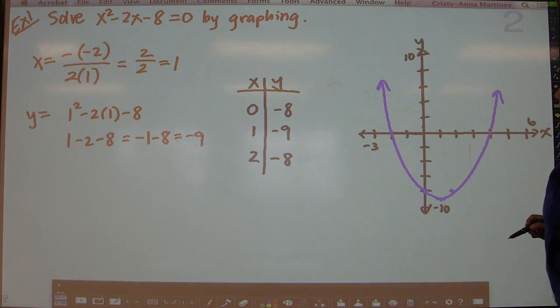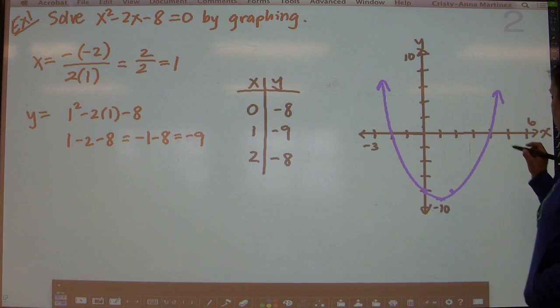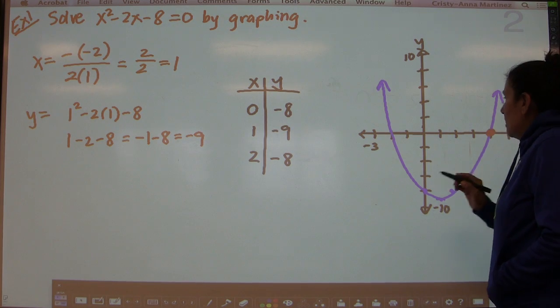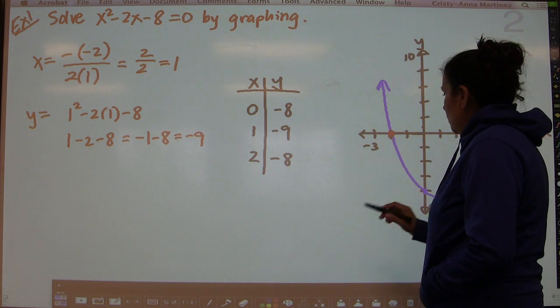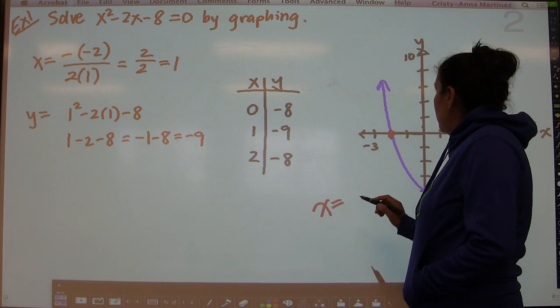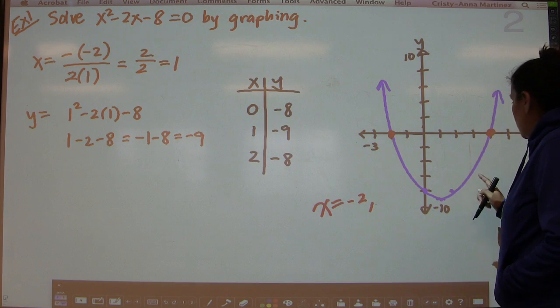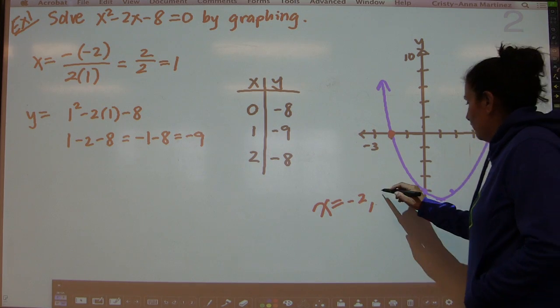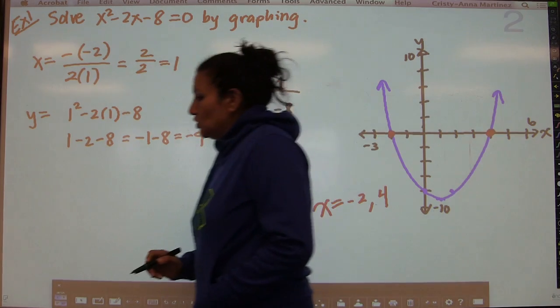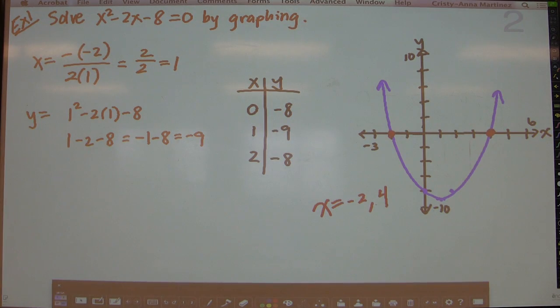So I graphed my parabola, and now we're asking for the x-intercepts. Once you've graphed it, you want to look at the graph and see where it crosses the x-axis, and it does so here, and also here. Those values happen to be x equals negative 2 and also 1, 2, 3, x equals 4. So those would be our solutions for example 1. Our solutions would be negative 2 and 4.